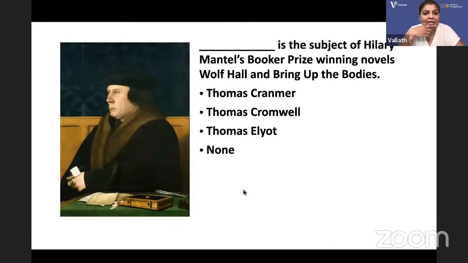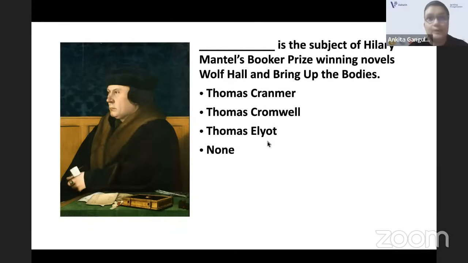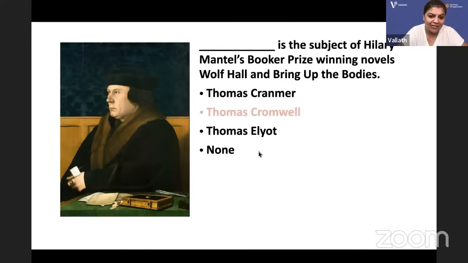Dash is the subject of Hilary Mantel's Booker Prize winning novels, Wolf Hall and Bring Up the Bodies. Who is the subject? This man. Is it Thomas Cranmer? Is it Thomas Cromwell? Is it Thomas Elyot? Or none of the above? Tell me, Ankita. It is Thomas Cromwell. He was the chief minister to Henry VIII. This is called the Thomas Cromwell Trilogy. Isn't it, guys? Very good.